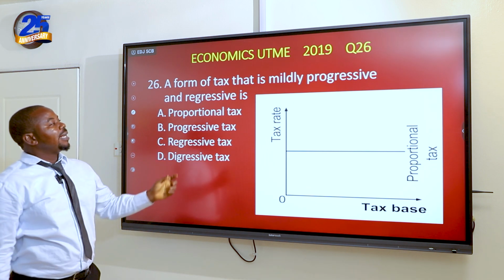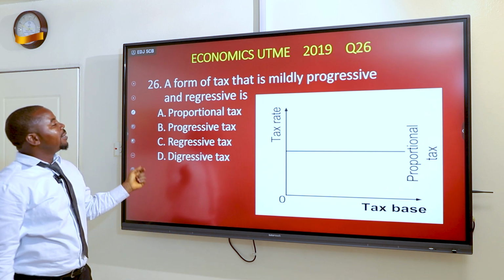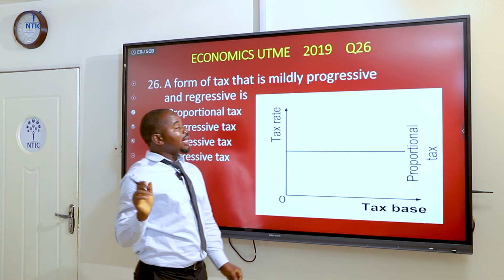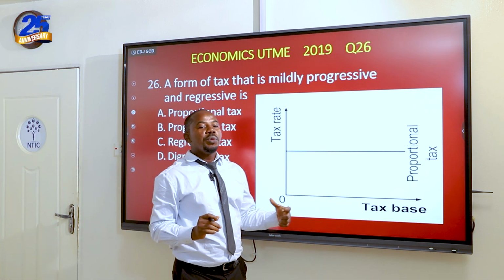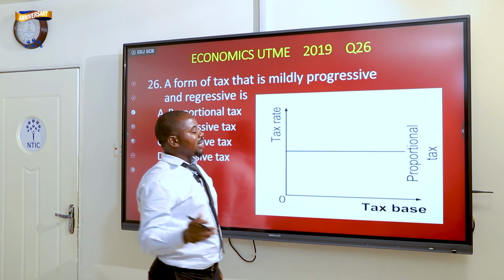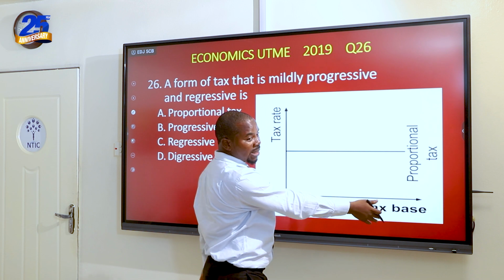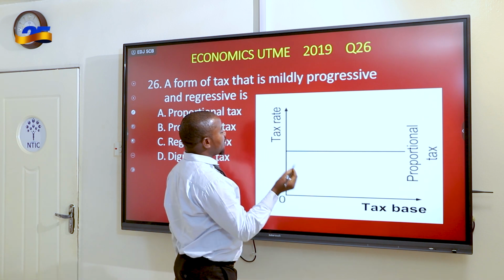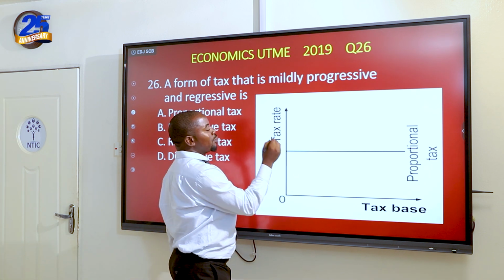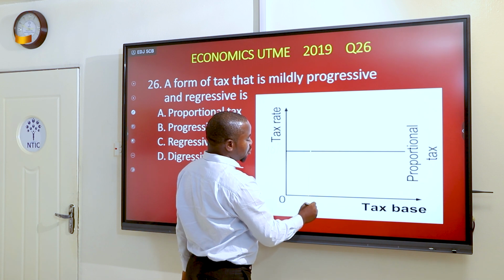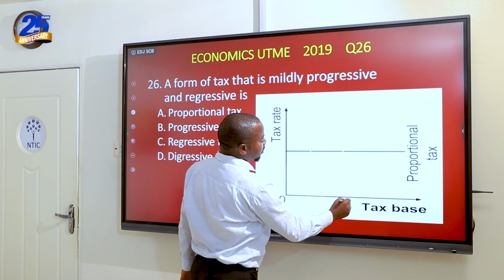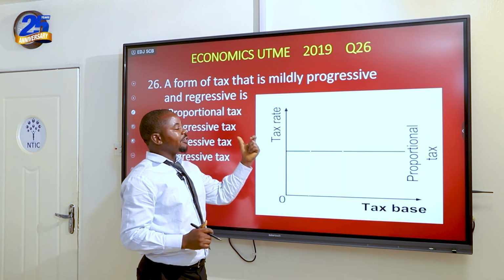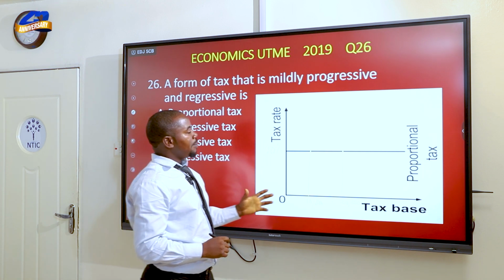A form of tax that is mildly progressive and regressive is proportional tax. Proportional tax is a tax system or rate of taxation in which the tax rate remains the same irrespective of the level of the tax base. For example, income. Irrespective of the level of income, the tax rate remains the same. For example, if the tax rate is 10%, it's going to be the same if the income is 10,000. If the income increases to 20,000, it's still the same 10%. So irrespective of the level of income, the tax rate remains the same. It is known as proportional tax.